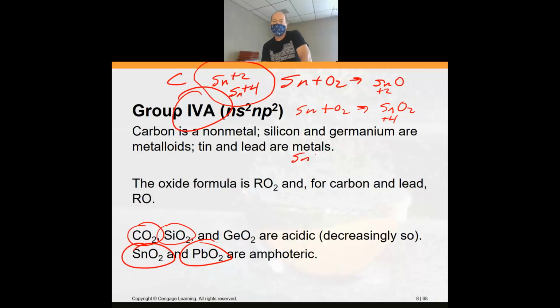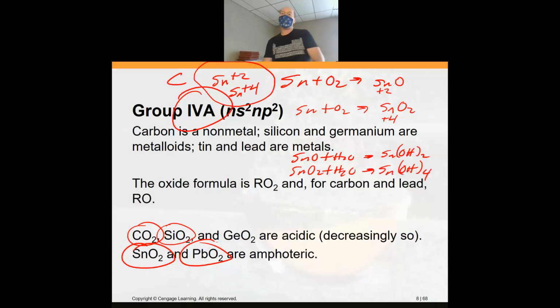And so the SnO plus H2O is going to give our Sn(OH)2. And our SnO2 plus H2O is going to give us our Sn(OH)4. Again, we have tin that is +2, we have tin that is +4. To balance this, we need a 2 in front of this water. So when you burn your metals, tin is one we have memorized. We have it as a +2 and a +4. You will have to know that.